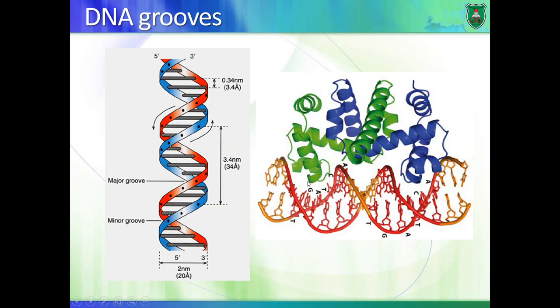Now, the interaction takes place between the amino acids of the proteins and the bases of the DNA molecule, okay? And this interaction occurs via non-covalent interactions, the four of them: hydrogen bond, electrostatic interaction, van der Waals interactions, and hydrophobic interactions, okay?